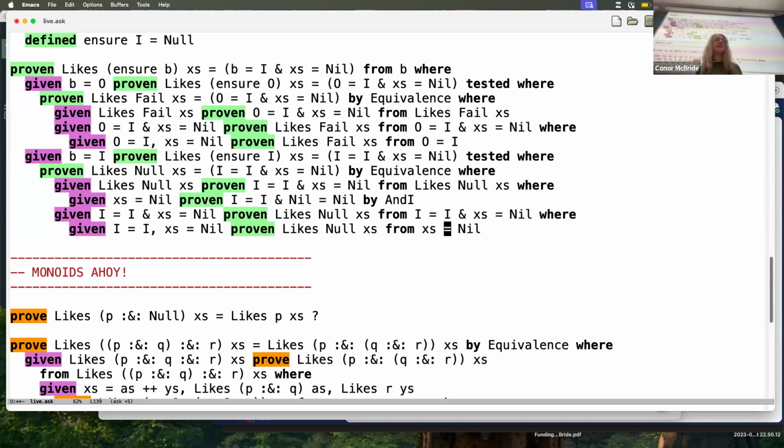Okay, so we've checked that ensure does its job. If the bit is false, nothing matches. If the bit is true, only the empty input matches.